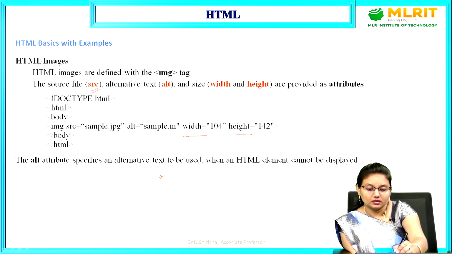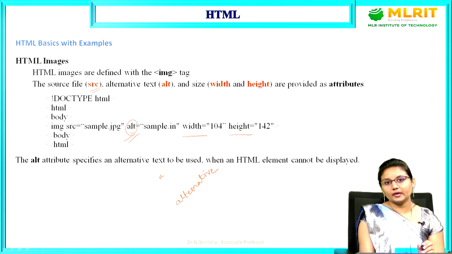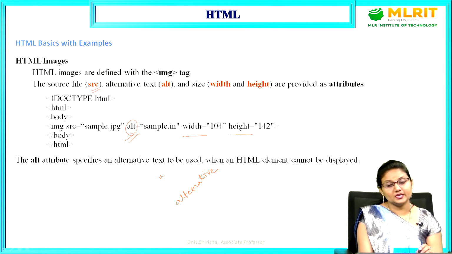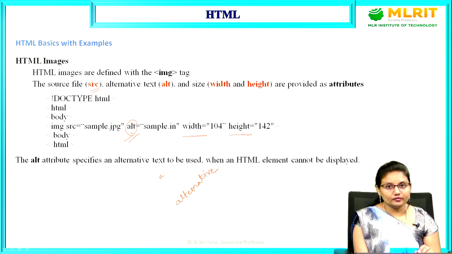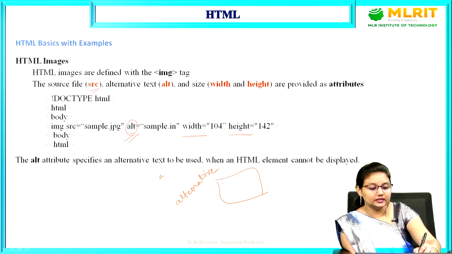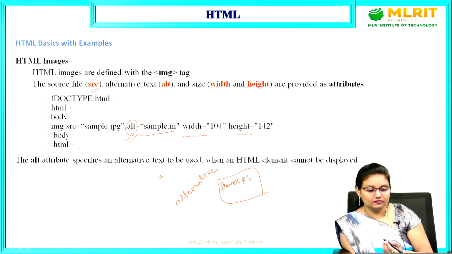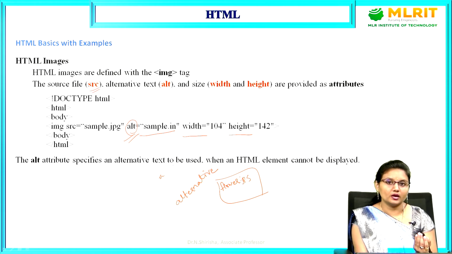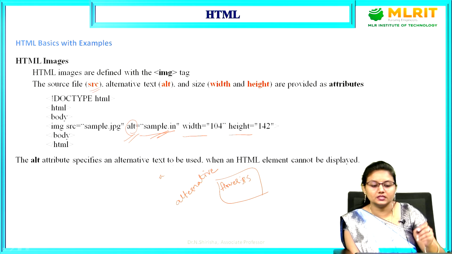Now what is alt? Alt is nothing but alternative. Alternative means, suppose your browser is not compatible with the image format that you have uploaded, then what happens is in the place of that image, some content should be displayed. Suppose I am giving the image of a flower. If that flower image is not compatible, then here I want to display flower.jpg, the name. Like that, the alternative name we give when there is a failure in uploading the image.